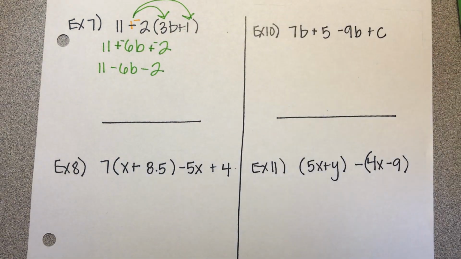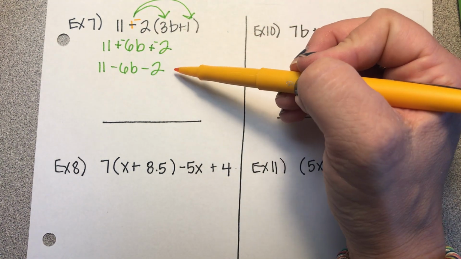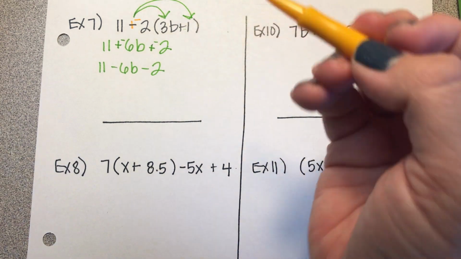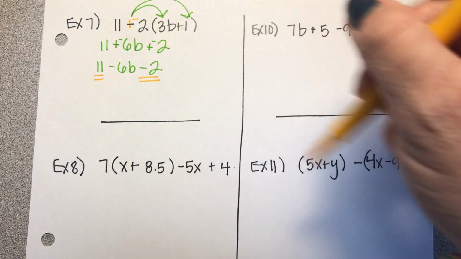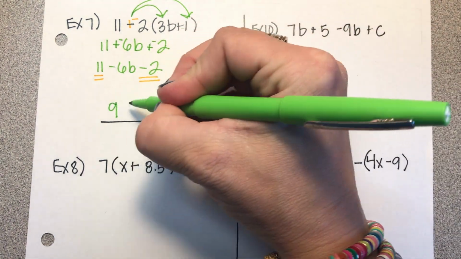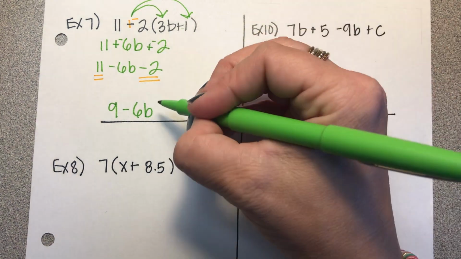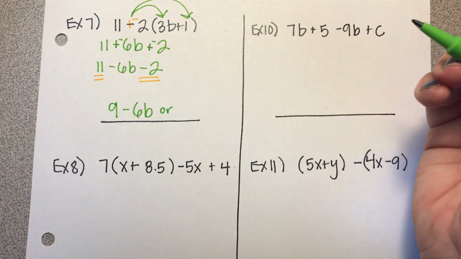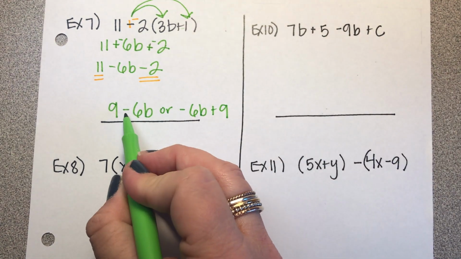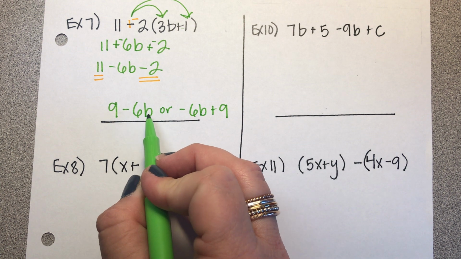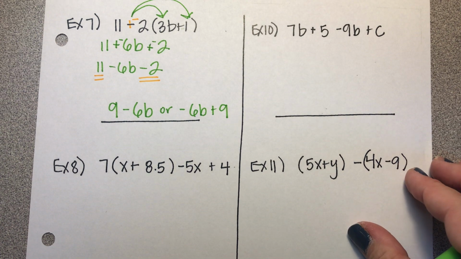But again, let's look at it. Adding a negative and subtracting a positive is the exact same function. So what I'm going to do is I'm looking for my like terms. So I have 11 minus 2 is 9, and then minus 6b. The order is not important, as long as you keep the signs the same. So I could call this negative 6b plus 9 because it's the plus a negative in front of the 6b, and the 9 is positive. So as long as we keep that over here, that's fine.